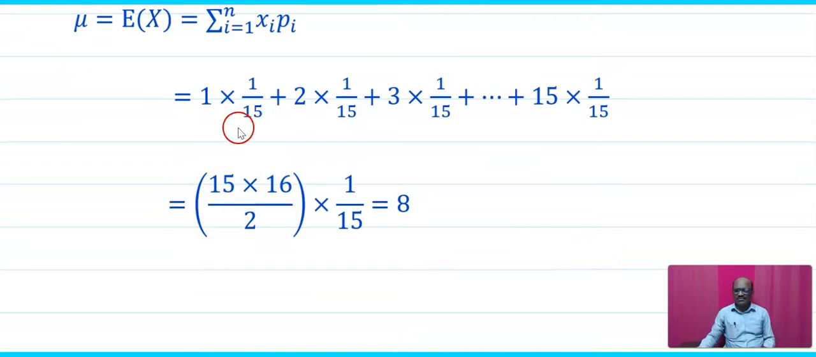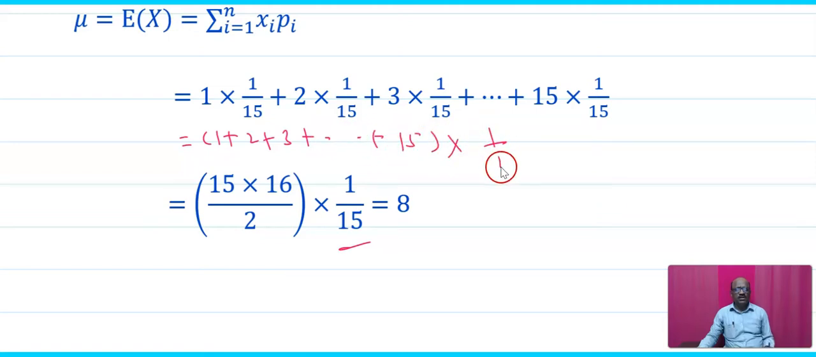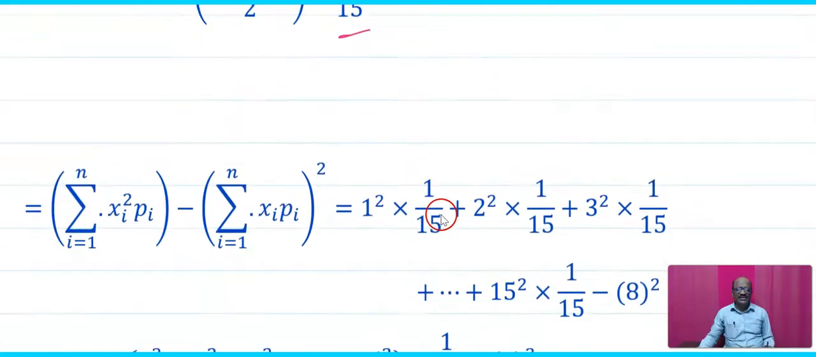Take 1/15 as common, then the sum 1 plus 2 plus 3 plus 4 plus up to 15. That is, the sum of all 1 plus 2 plus 3 plus ... plus 15, times 1/15. Now sum all these by using the arithmetic progression formula. You will get n into (n plus 1) upon 2, that is 15 into 16 upon 2, and after calculation you will get 8.